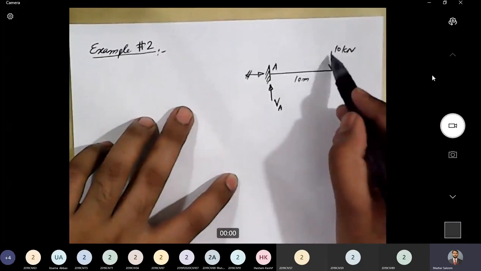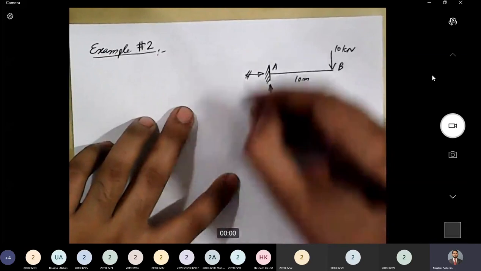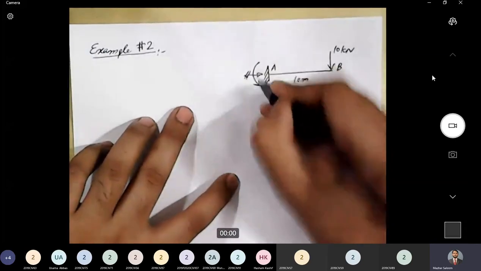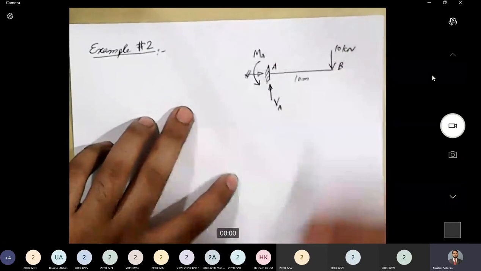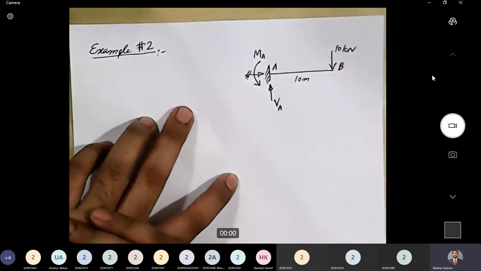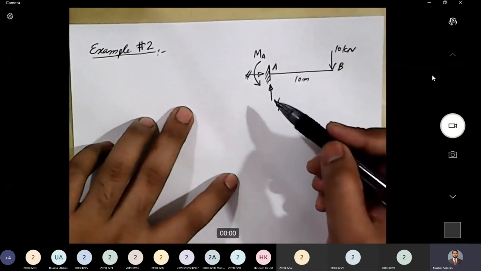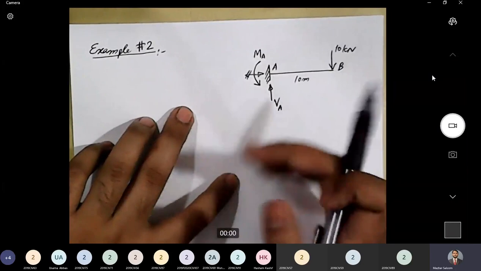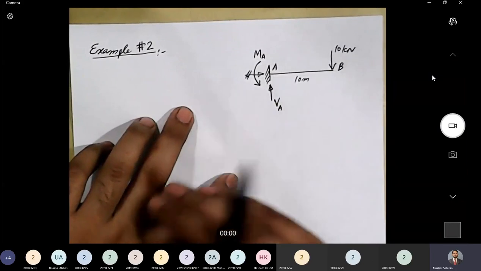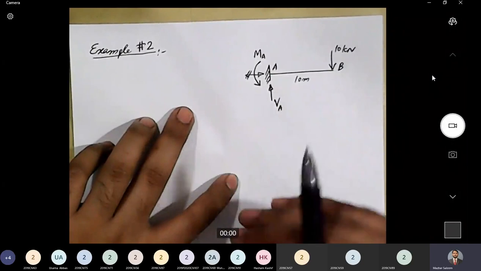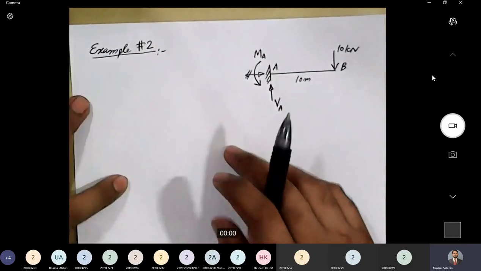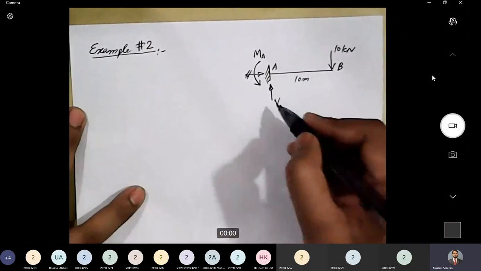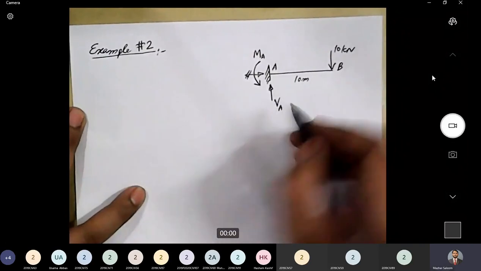And then moment. This force will produce moment about point A in clockwise direction, so I expect that there will be a counterclockwise moment. Let's call this MA, the reactive moment at support A. And even if the assumed directions are incorrect, that does not matter. I will get a negative answer, and in my further calculations I will change the direction of these reactions if I get a negative answer. Okay, so now let's apply the conditions of equilibrium and calculate the values of these reactions.